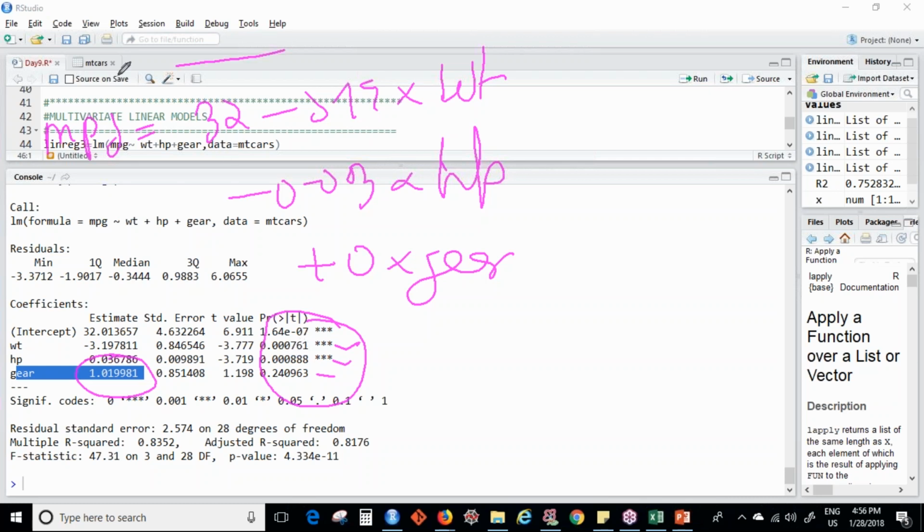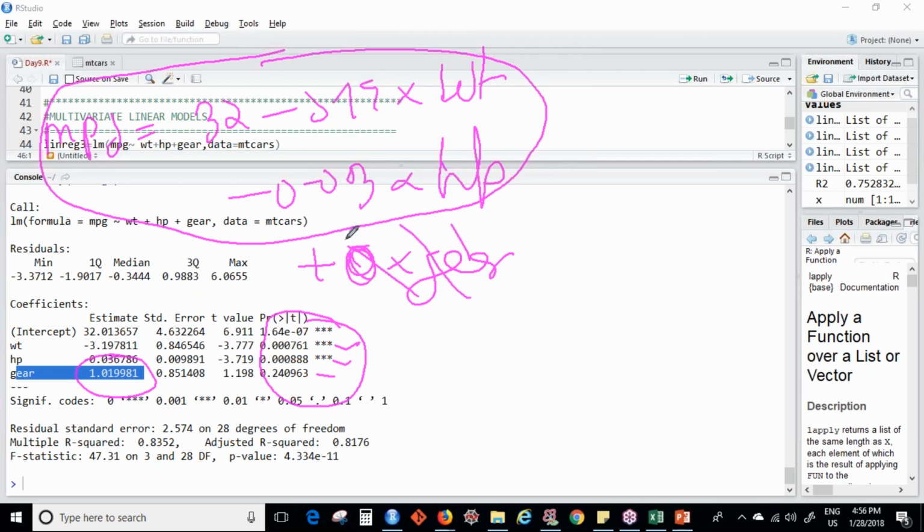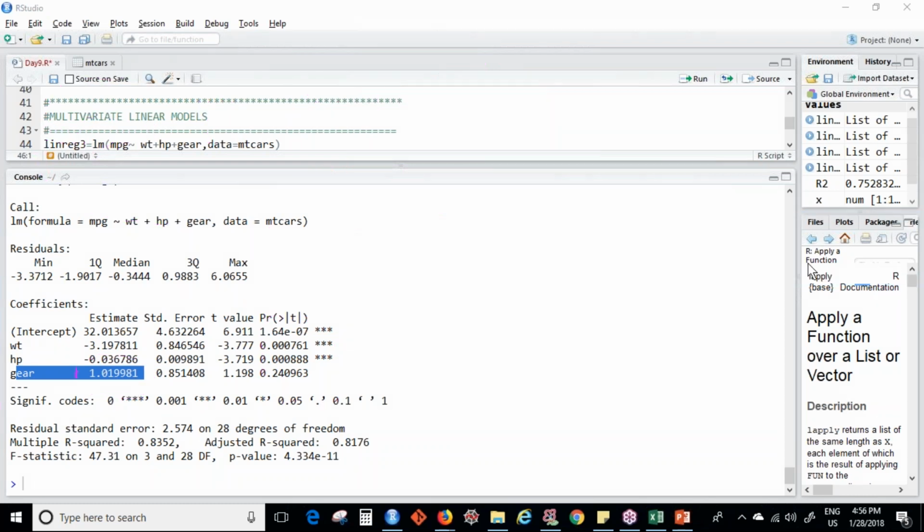So this is your final equation now. The gear term is irrelevant because it is anyway 0. Whatever gear you add, it will not add any value to your miles per gallon. So this is your final equation after multivariate linear regression. Clear, guys? Okay, so till here we are done.